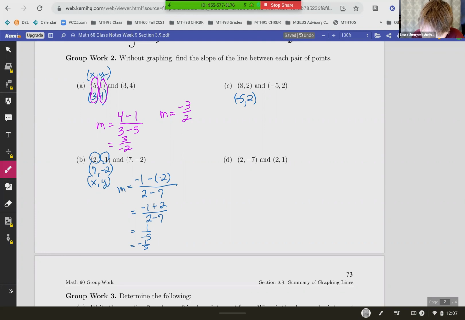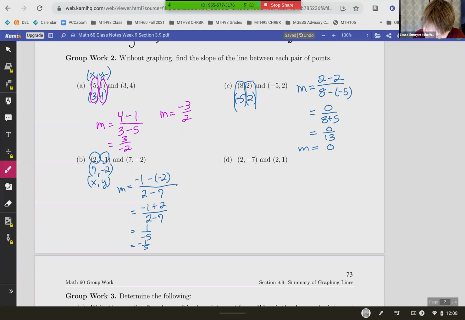Moving on to letter C, I rewrote -5/2 underneath there, and now I am going to subtract the two y values, and that's kind of strange because they're the same, and then subtract the two x values. So 2 minus 2, starting with the top point, and then 8 minus -5. I get 0 over 8 plus 5, which is 0 over 13. Doesn't really matter what that denominator is. My slope is going to be 0.